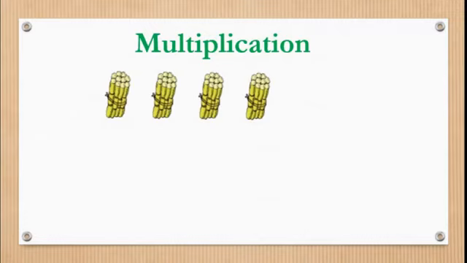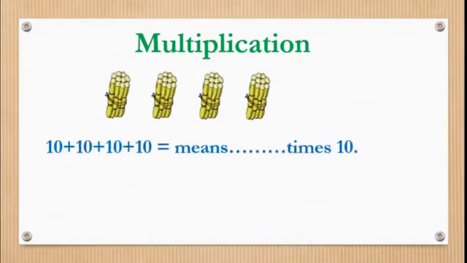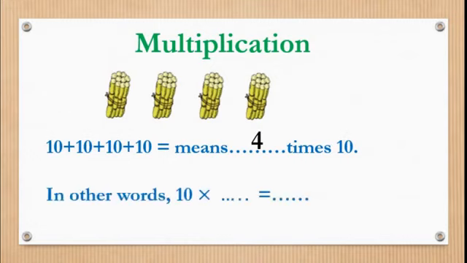Okay, what will we do? We will add 10 plus 10 plus 10 plus 10. Means how many times 10 have we written? Yes, correct. We have written 4 times 10. Isn't it? Now, in other words, 10 multiplied by 4 is equal to 40. Means what can we say here? There are a total of 40 sugar canes in 4 bundles. Okay?